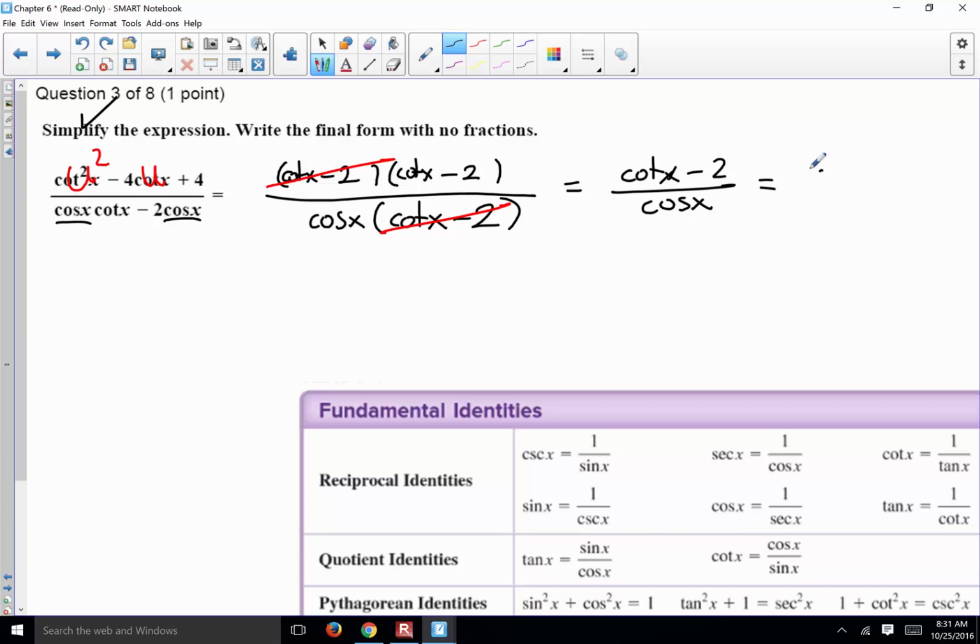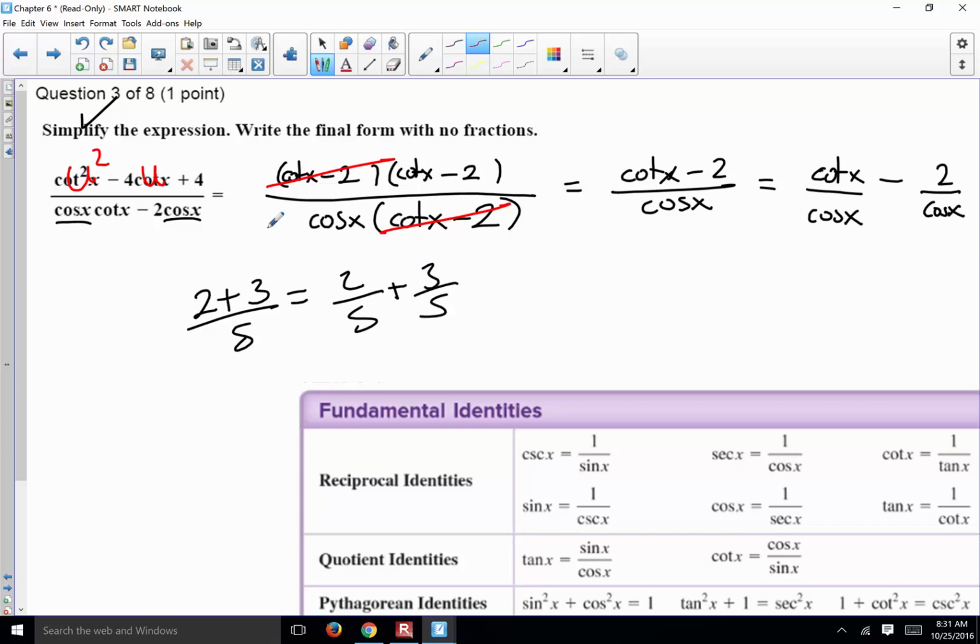Here is what I'm going to do. I will break this into two pieces. This top, now I'm going to separate each fraction. Do you see that? Can I do that? Like 2 plus 3 over 5 is 2 over 5 and 3 over 5, or 2 minus 3 over 5 is 2 over 5 minus 3 over 5. So you can distribute a denominator to each term on the top. Okay. Alright, so that's what I did.